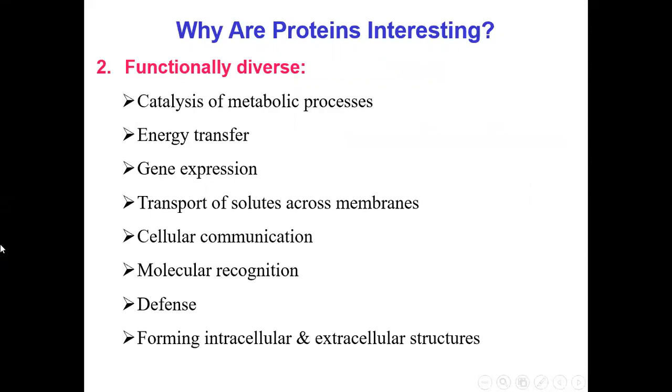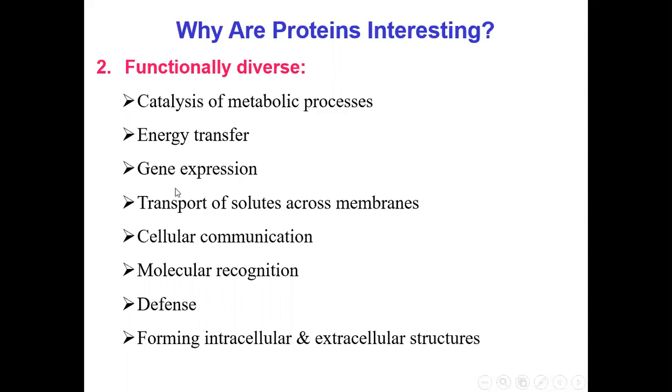But more importantly, we want to focus on proteins because they carry out most of the key processes in living organisms, which means that they are very functionally diverse. And here you can see a list of some of the most important functions of proteins, and in the following slides, we'll discuss some of them in detail. So we already mentioned that proteins acting as enzymes are involved in the catalysis of chemical reactions that are part of cellular metabolism. Some proteins mediate the production and transfer of energy inside cells.